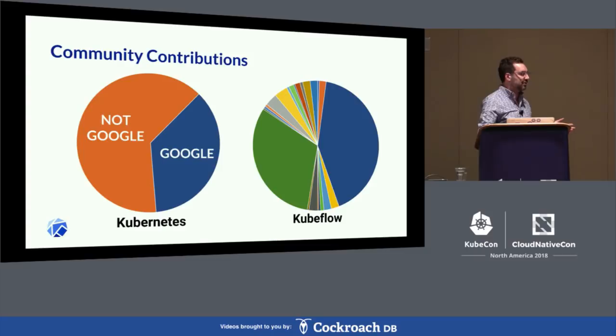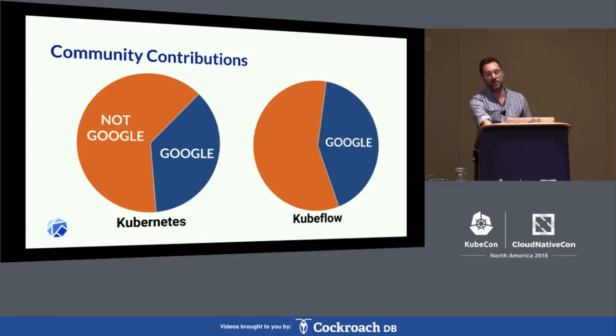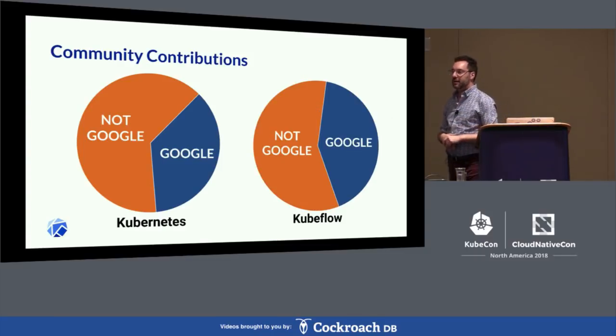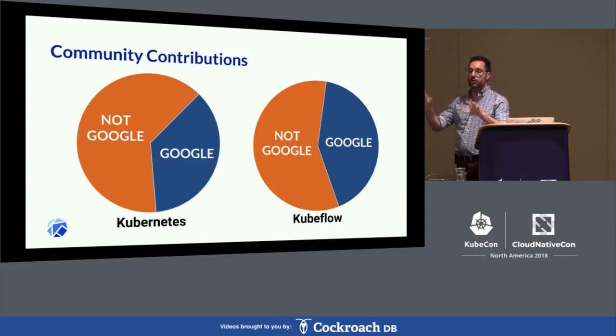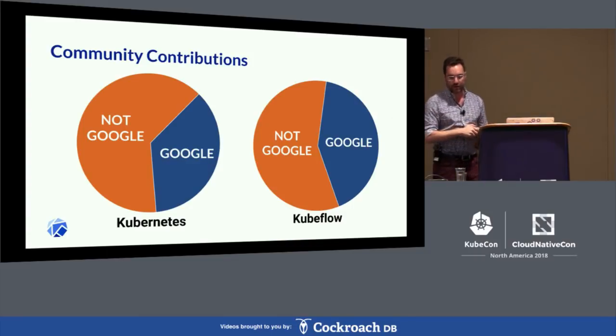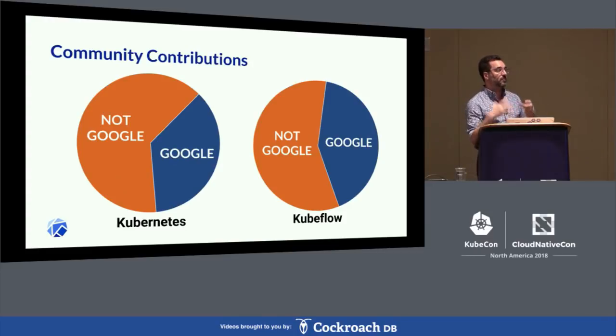Well, this is what our chart looks like. And to make it simple, this is Google and this is not Google. And that's after 1 year. We couldn't be more ecstatic about this. And I want to make that orange pie as big as possible. We want to hear from you. We want to hear from the community about what we can do to make Kubeflow community-driven, solve real problems across the industry.